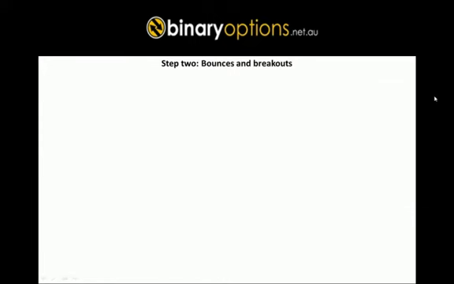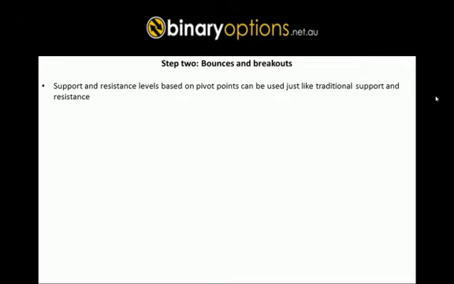Now for the actual setups, when trading with pivot levels or pivot points, we are going to be looking to buy bounces and breakouts. Support and resistance levels based on pivot points can be used just like traditional support and resistance levels. It's better, of course, if they confluence with historical levels that price has tested in the past. The more times the level has been tested, the stronger it is.